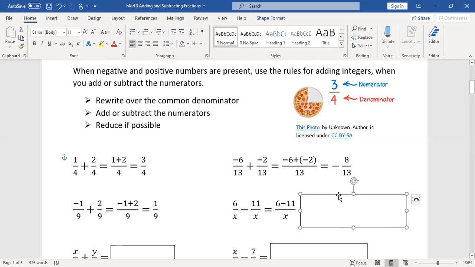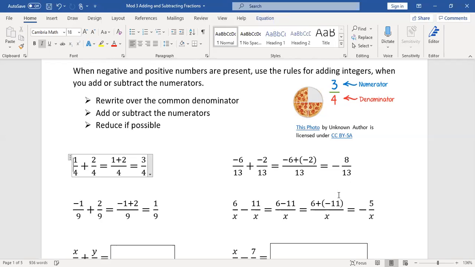So I have 6 plus 11, which could become 6 plus -11. The rules of adding integers tell me since they're different signs, I subtract. I have more negatives, so my answer has to be negative. And in this case, -5 over x.